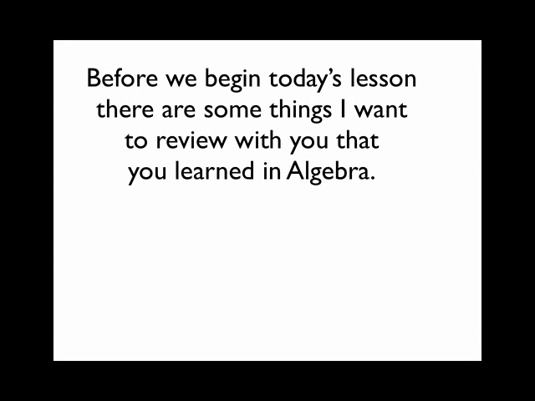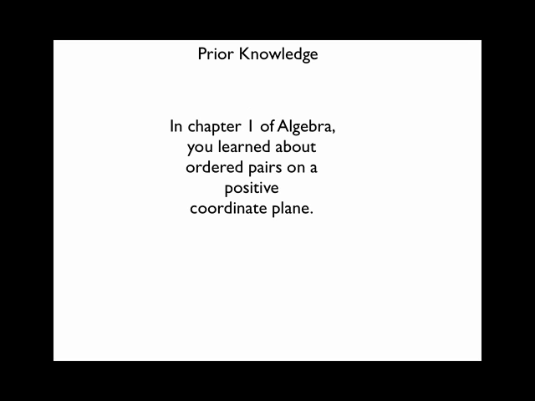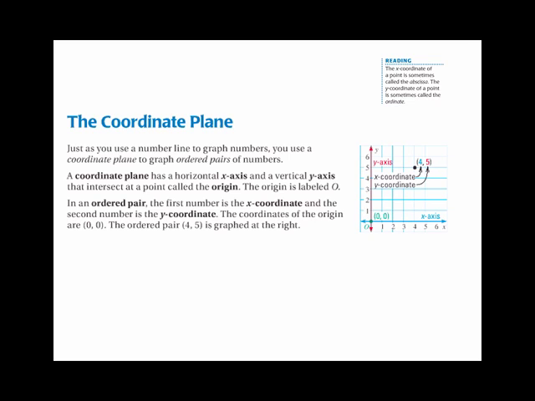Before we begin today's lesson, there are some things I want to review with you that you learned in algebra. In Chapter 1 of algebra, you learned about ordered pairs on a positive coordinate plane. Just as you use a number line to graph numbers, you used a coordinate plane to graph ordered pairs of numbers. A coordinate plane has a horizontal x-axis and a vertical y-axis that intersect at a point called the origin. The origin is labeled as O. Its coordinate pair has a value of (0, 0).